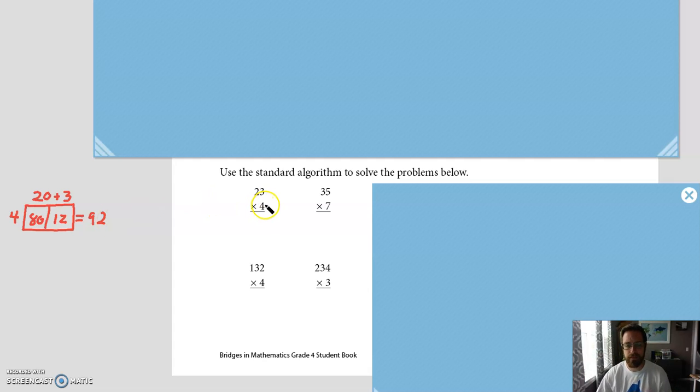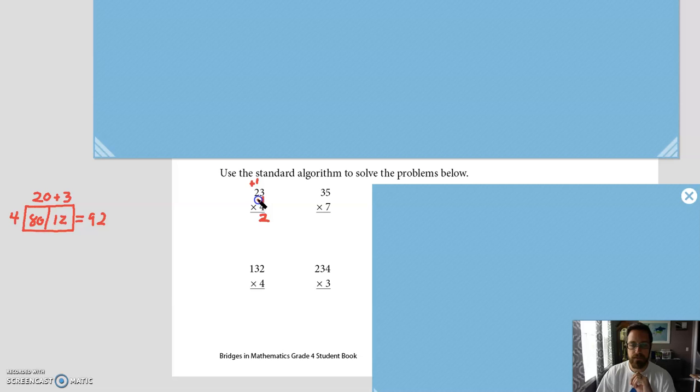Now, if we do 23 times 4, you always start with the bottom number and you go up. So 3 times 4 is 12. Kind of similar to standard algorithm addition, you can only put one number in a place value. So I'm going to put my 2. Even though we're multiplying, I need to carry my plus 1, okay?